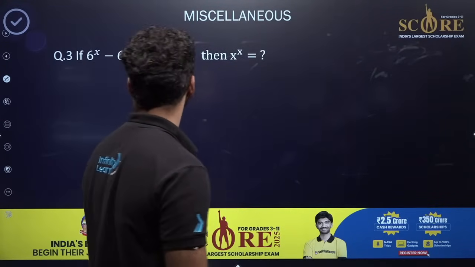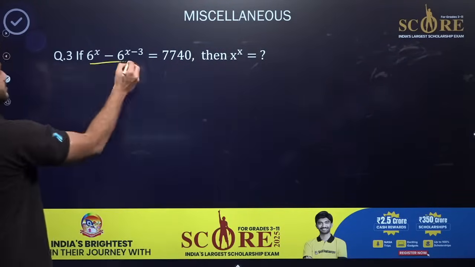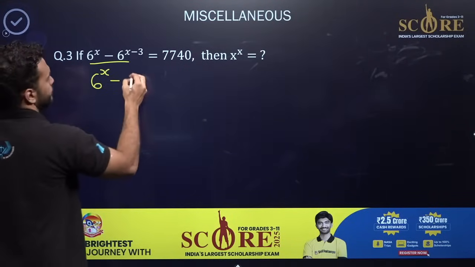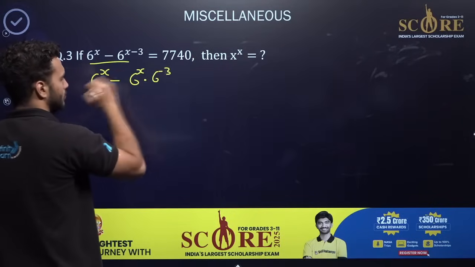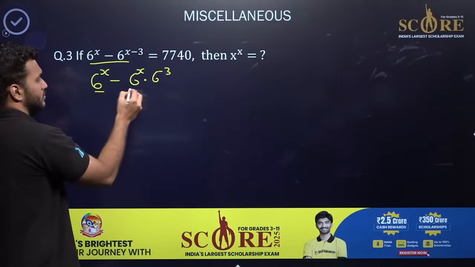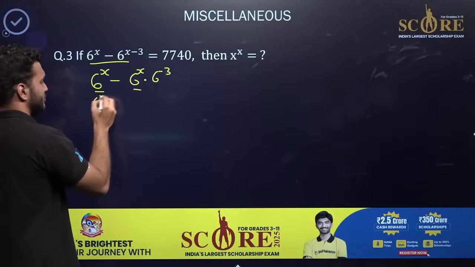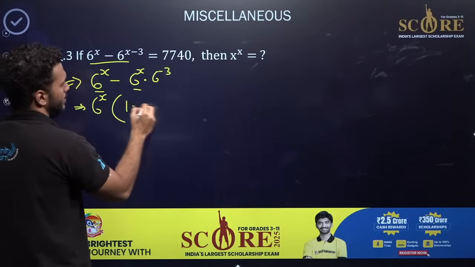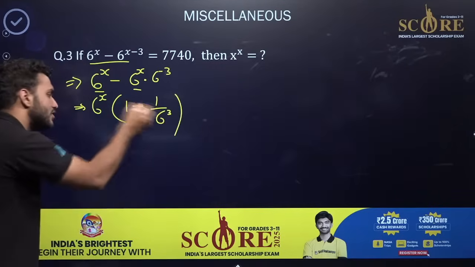Next 30, yeah. See, can I write this part like this? Can I take common 6 to the power x, and what will I be left with? Sir, 1 minus 1 upon 6 to the power 3. Sir, how are you getting this in the denominator?